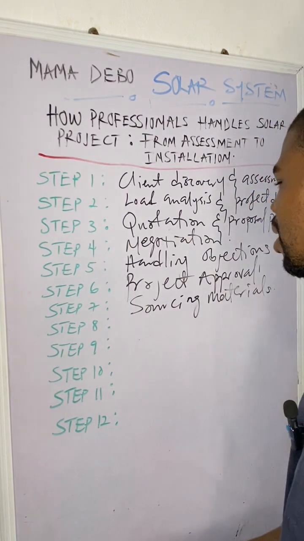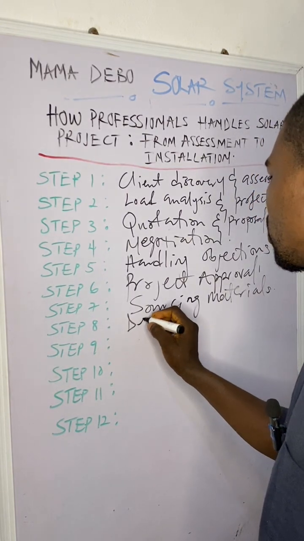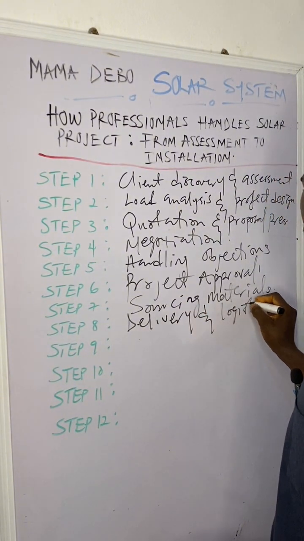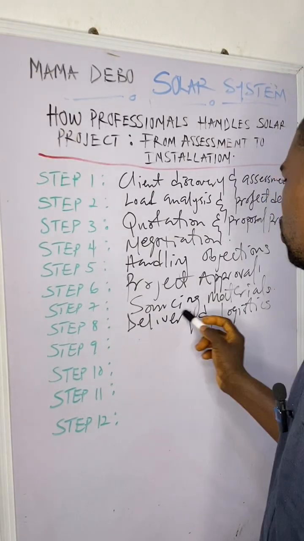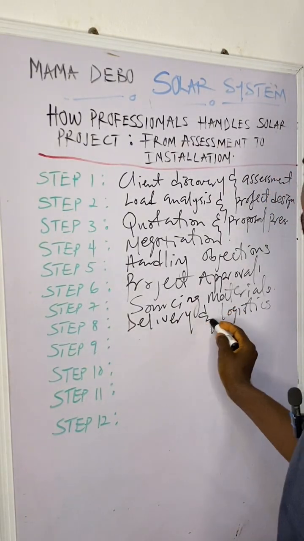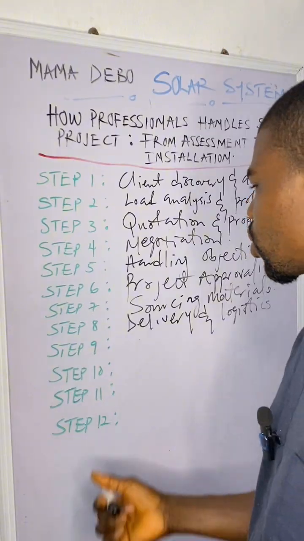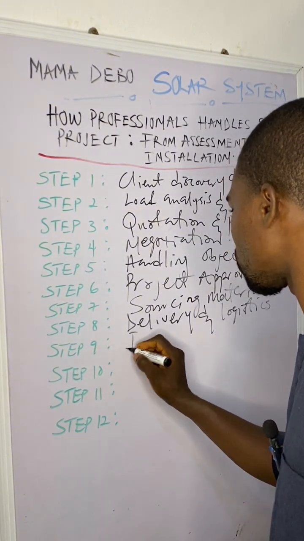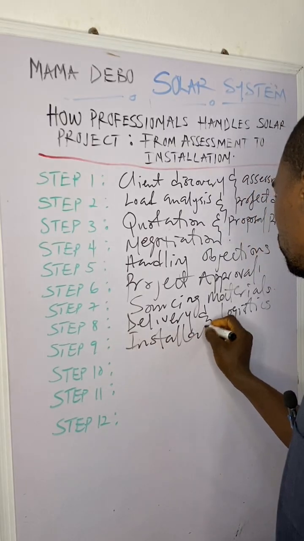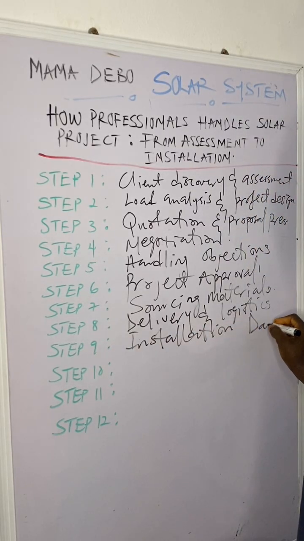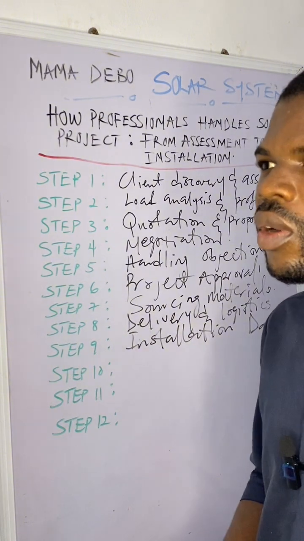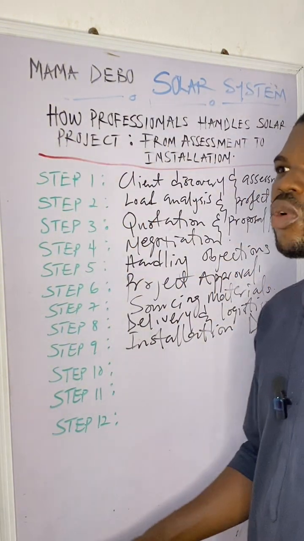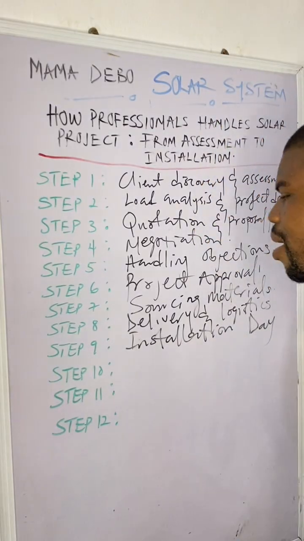After sourcing the materials, the next step is to deliver all your materials: delivery and logistics. You have sourced your materials. The next step is to deliver them to your client's house. So after delivering your materials, the next step is installation day. That is the day you are going to mount your solar panels, your inverters, your cables, your breakers, your thunder arrestor.